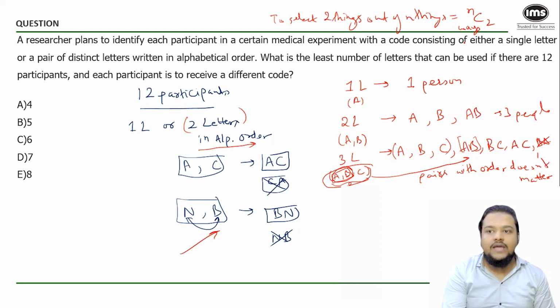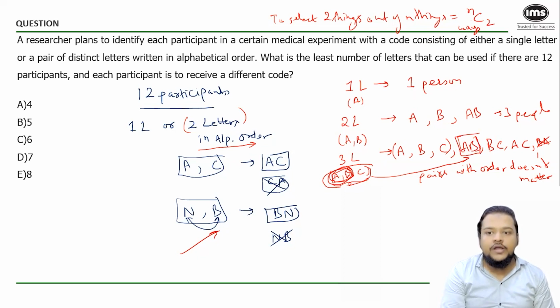Okay. Now, why am I using C? Because C is to be used when order of selection does not matter. Okay. And you can see that, right? When I'm selecting A and B or B and A, it does not matter, right? Because ultimately there will be only one code going to be formed, that is AB.